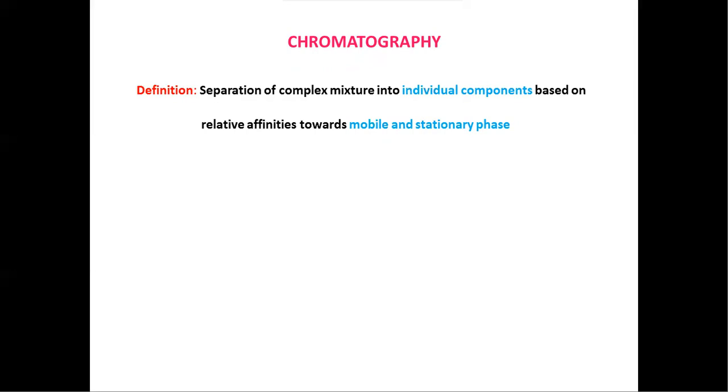So this is the definition of chromatography: separation of complex mixtures into individual components based on relative affinities towards the mobile and stationary phase. We have a sample that has many components in a mixture, and it is very difficult to separate those components. So we are using the chromatographic technique with two phases, mobile phase and stationary phase, to separate those individual components from the complex mixture. We are going to learn how it is happening.